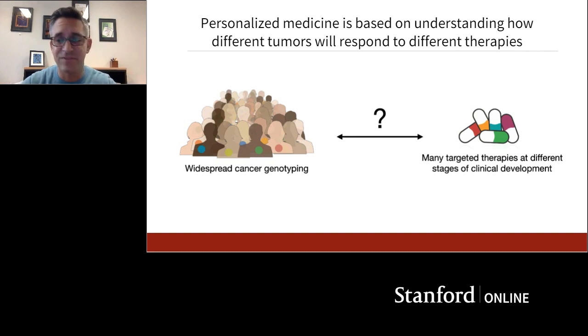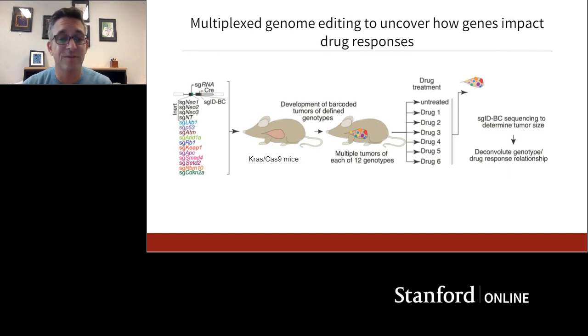These patients have different genes altered, and we have a lot of different drugs, but which subset of patients should get the red drug and which should get the other drug? So we've tried to use our in vivo approaches to begin to address this question.